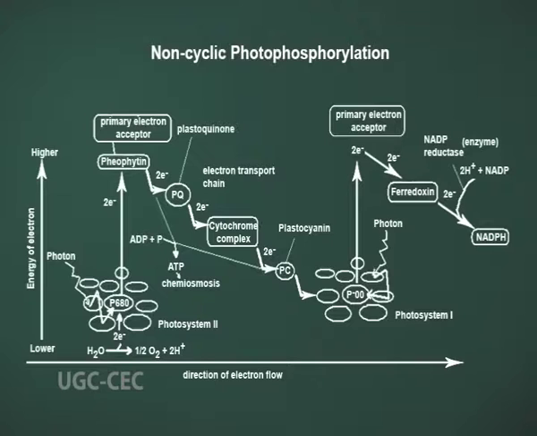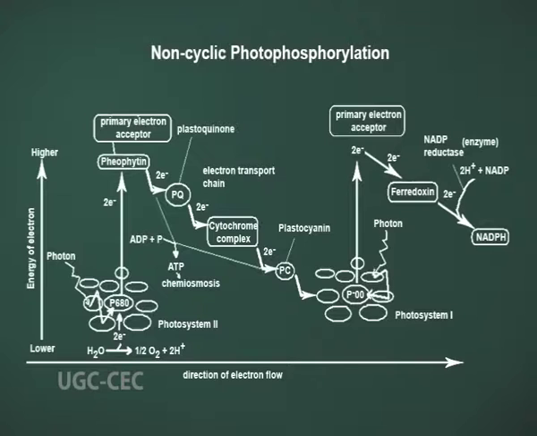High energy electrons generated by photosystem II are used to synthesize ATP and then passed to photosystem I to drive the production of NADPH. For every pair of electrons obtained from water, one molecule of NADPH and slightly more than one molecule of ATP are produced.